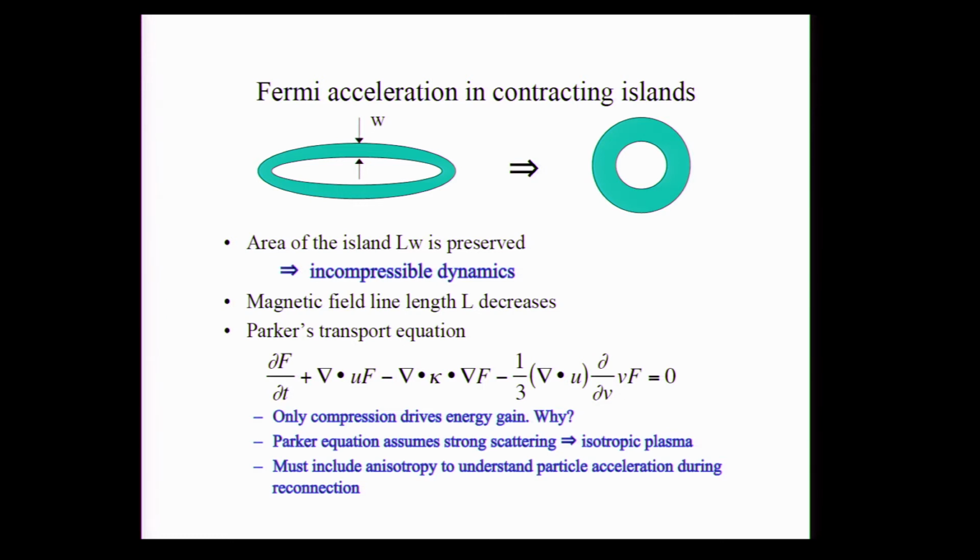So let me just say that one of the mysteries we had when we started trying to understand and create a transport equation for energetic particles during reconnection was that the Parker transport equation, which has been used to understand shocks for a long period of time, simply doesn't work for magnetic reconnection. And the reason is because to lowest order, when you have a contracting island like this, it's nearly incompressible. And the Parker transport equation tells you that the energy gain comes from the compression term. And so in the absence of this term, there is no energy gain according to Parker's equation. And the problem is that Parker's equation assumes strong scattering. And that doesn't work for reconnection.